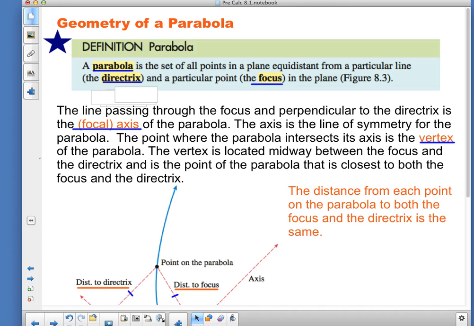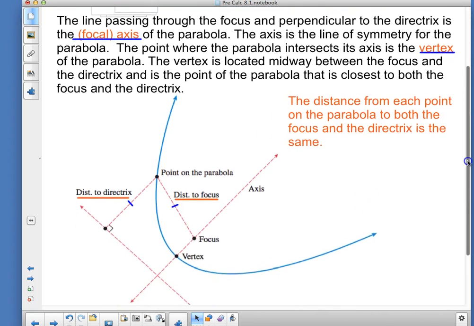Definition of a parabola: a parabola is the set of all points in a plane equidistant from a particular line called the directrix and a particular point called the focus. The perpendicular line between the focus and the directrix is the axis of your parabola, and halfway between them is your vertex. The line passing through the focus and perpendicular to the directrix is the focal axis of the parabola. The axis is the line of symmetry for the parabola. The point where the parabola intersects its axis is the vertex of the parabola. The vertex is located midway between the focus and the directrix and is the point of the parabola that is closest to both the focus and the directrix.